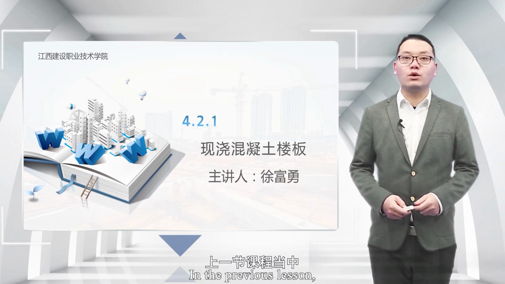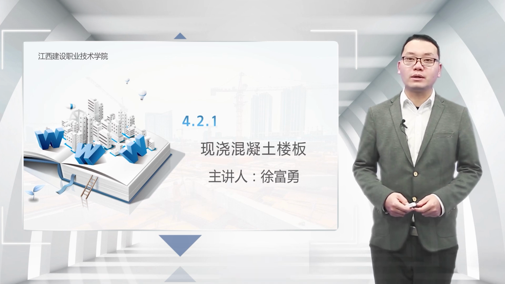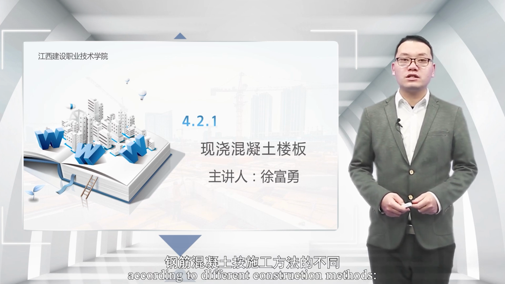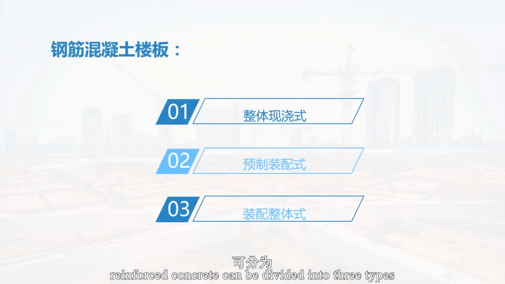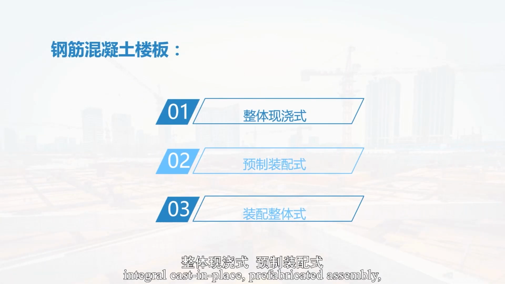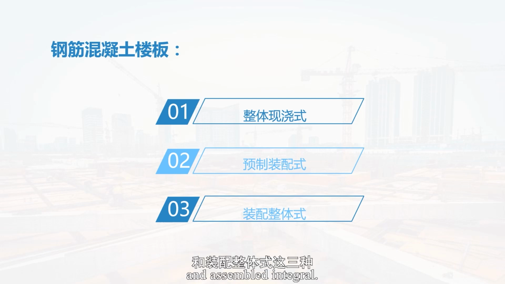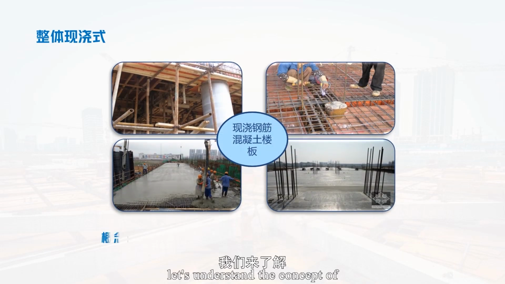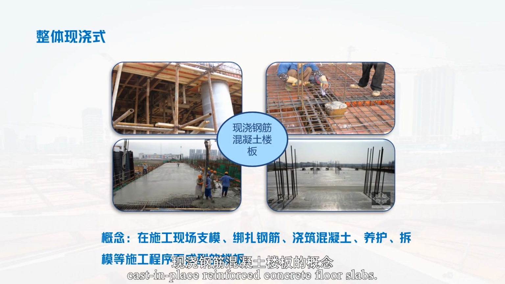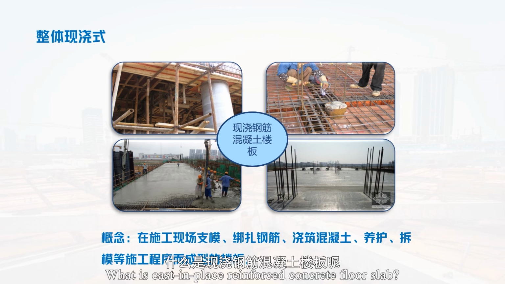In the previous lesson, we mentioned that, according to different construction methods, reinforced concrete can be divided into three types: integral cast-in-place, prefabricated assembly, and assembled integral. Firstly, let's understand the concept of cast-in-place reinforced concrete floor slabs. What is a cast-in-place reinforced concrete floor slab?